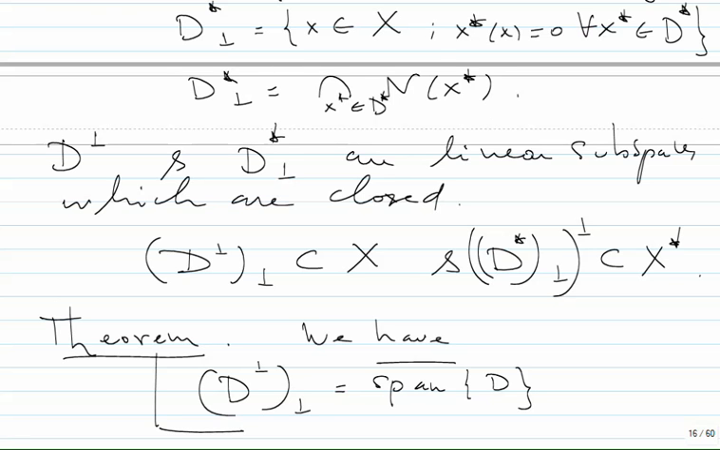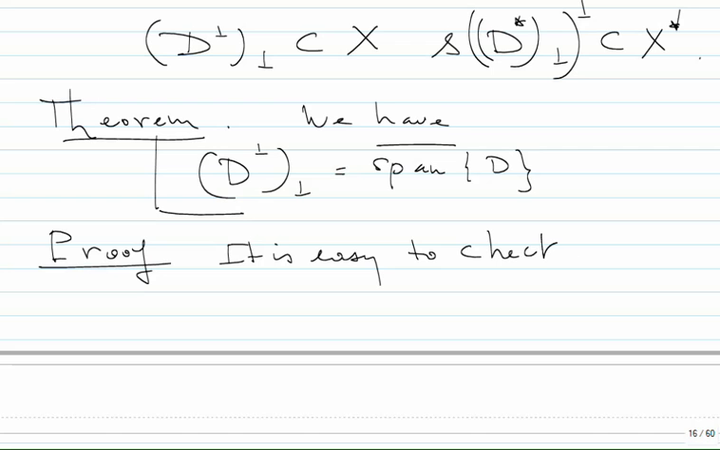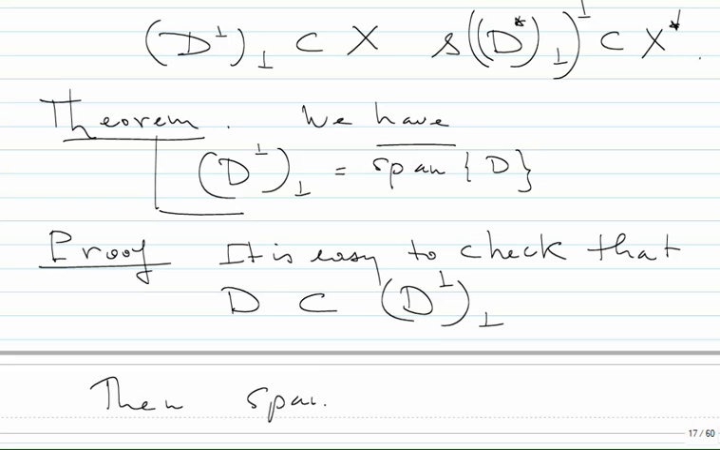Proof. It is easy to check that D is a subspace of D orthogonal. That's very easy. So now, since of course D orthogonal is a closed subspace of X, then the span closure of D will be a subspace of D orthogonal.